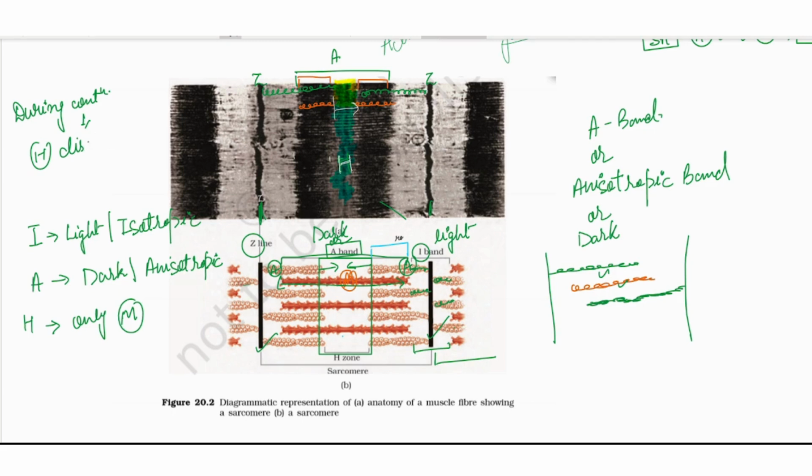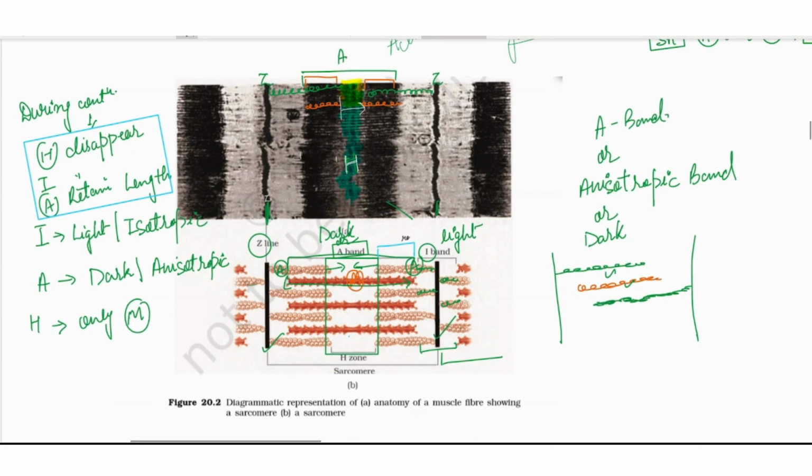Okay, so the H zone will completely disappear, and the I band also disappears, but the A band will retain its length. Retain the length means it will not increase in length, right? So these three are the terms during the contraction, and vice versa for the relaxation stage. So these three you should know. I hope it is clear to you now, and in detail we will see it in the locomotion chapter also.